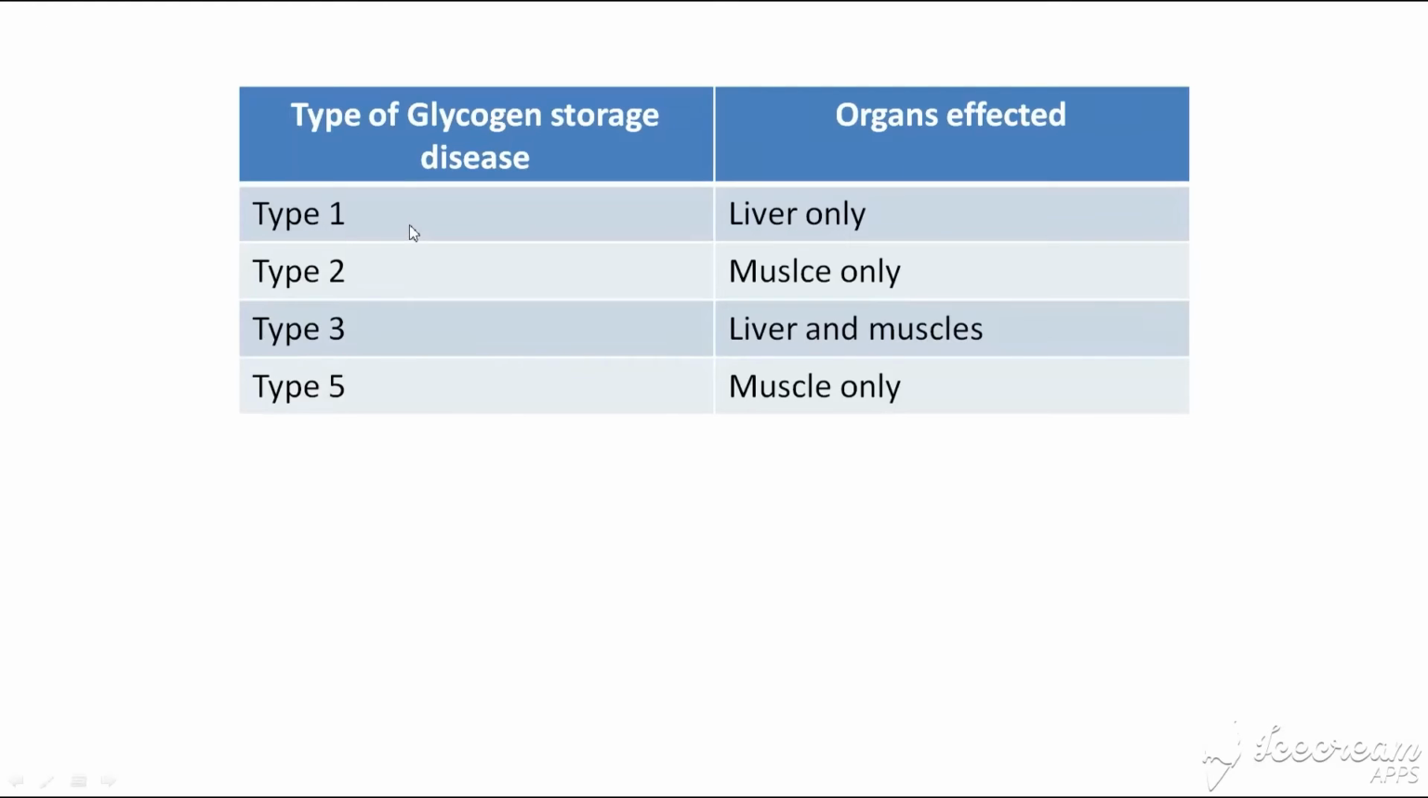So just to recap the glycogen storage diseases that we discussed and the organs affected. So type 1 is mainly going to affect the liver, type 2 is going to affect the muscles only, type 3 is going to affect the liver and the muscles, and type 5 is going to affect the muscles only. And that concludes this video on glycogen storage diseases.